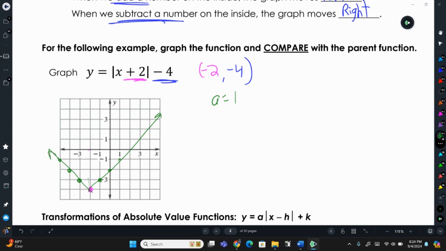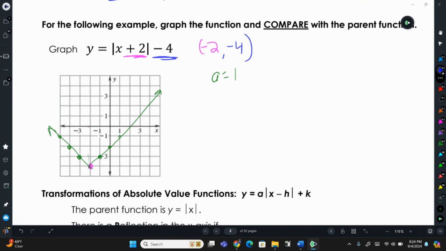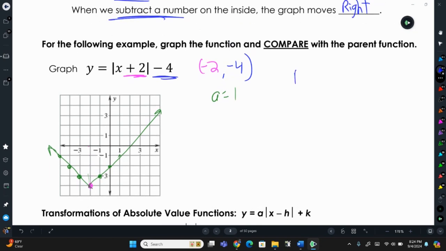So we were able to graph it without creating a table or anything like that. Now the transformations, or comparing. Whenever I ask you to compare, there are three things. R, S, T. R stands for a reflection.